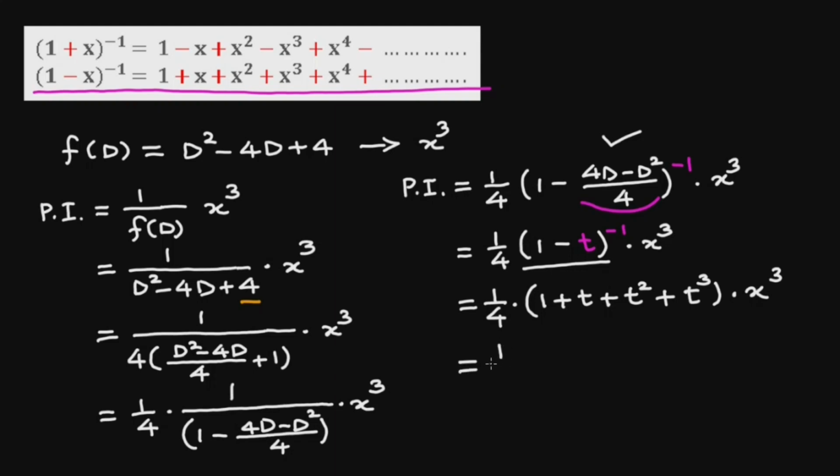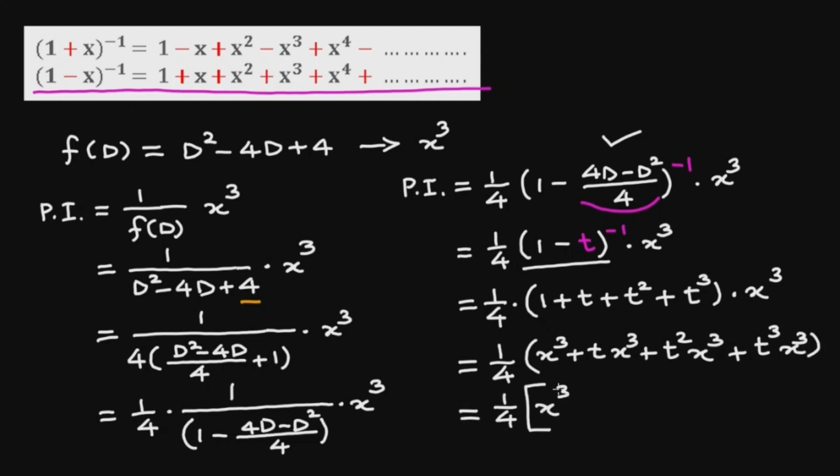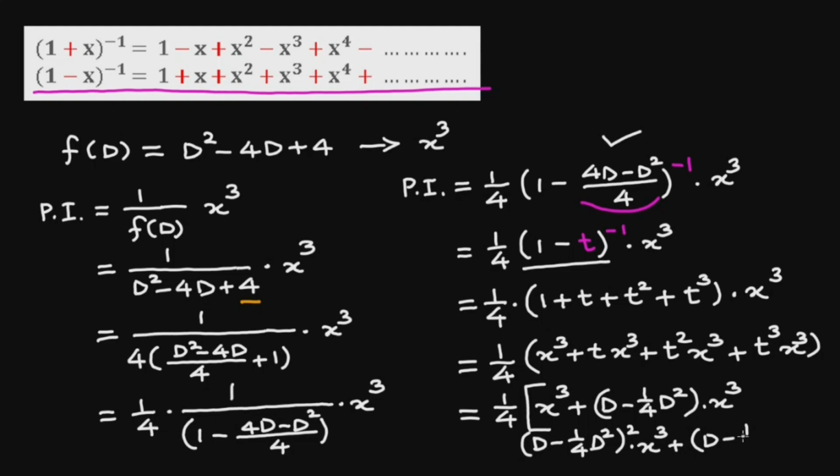This will be 1/4 into 1 into x³ plus t into x³ plus t² x³ plus t³ x³, which is 1/4 into x³. In place of t, we will put (D − (1/4)D²) into x³, plus in place of t² we write (D − (1/4)D²)² x³, plus in place of t³ we write (D − (1/4)D²)³ operating on x³.